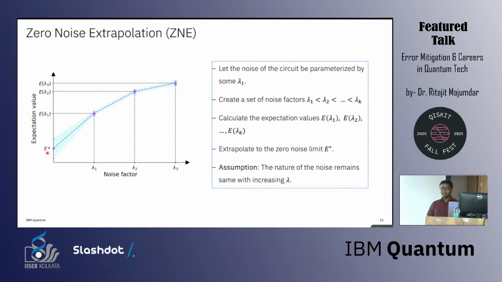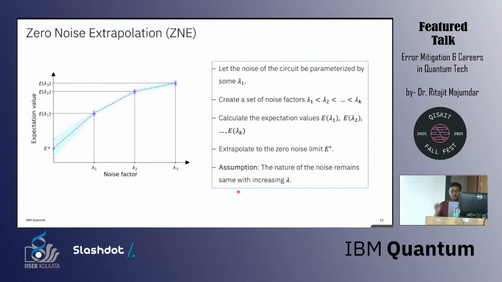And you immediately understand from here why this will not work for a quantum state and why this will work for expectation values. There is an underlying assumption, which I will put away for now, that the nature of the noise remains the same with increasing lambda. Without this assumption, if when you first increase it is increasing, then you increase it is decreasing, and it goes on like this, then it becomes very difficult to fit a curve. But let's put that aside for now and assume that the nature of the noise remains the same.